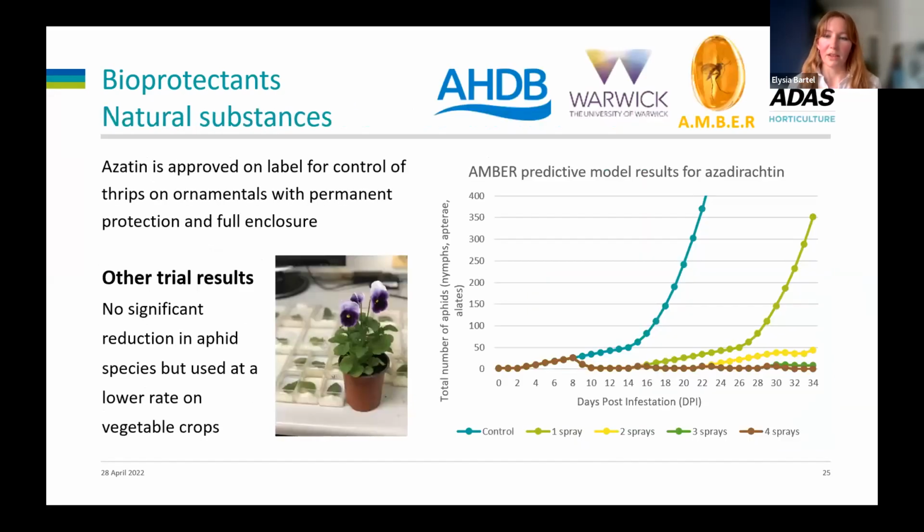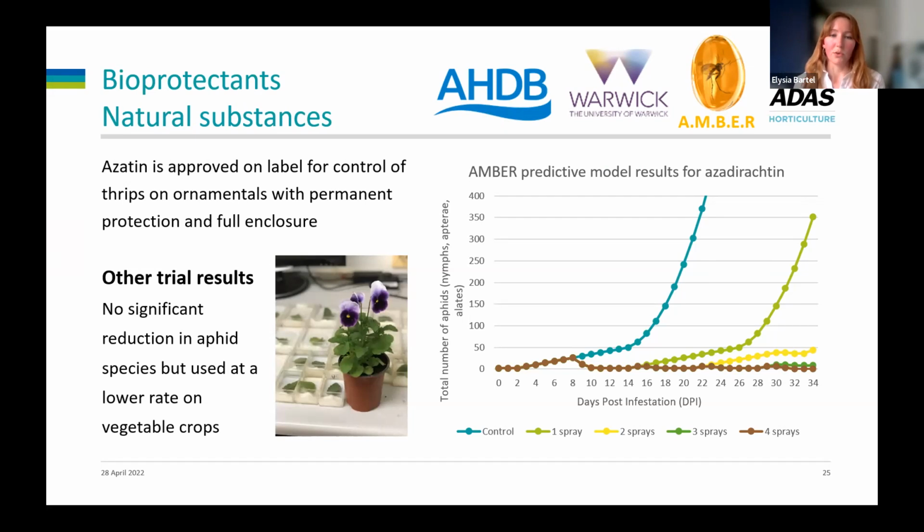The neem seed extract azadirachtin is the active ingredient in Azatin, which is approved for thrips control and also has no claim against aphids. However, in the AHDB funded AMBER project, which aims to improve performance via pesticides, we developed a model for predicting the efficacy of azadirachtin against Myzus persicae. And you can see the results here, showing that one spray would not be very effective, but after 4 sprays, the population should be eradicated.